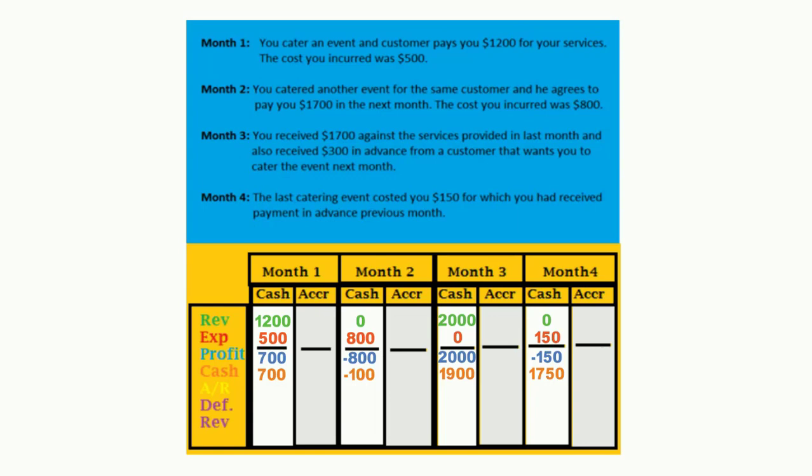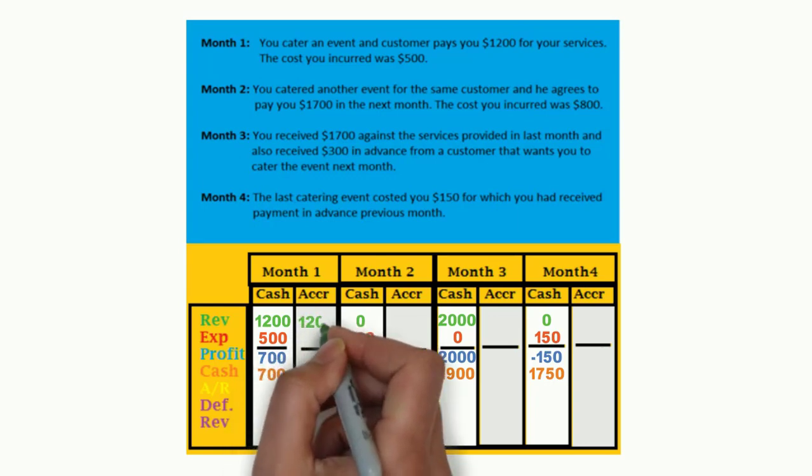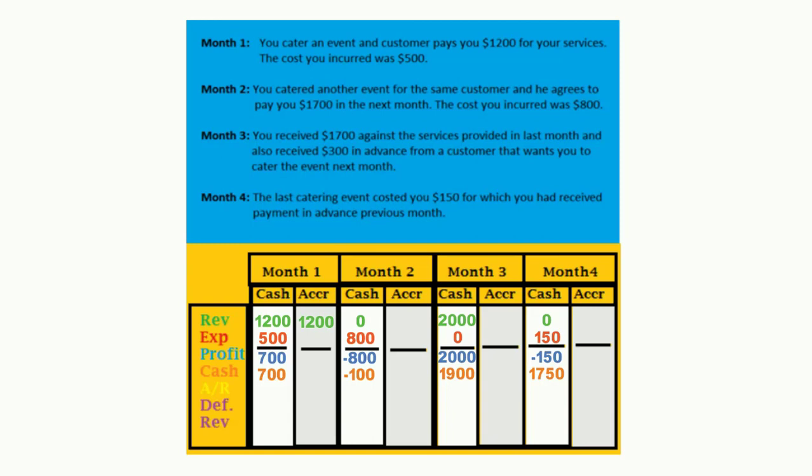So you actually provided the service of catering, you got $1,200 for your services. So I'll put $1,200 for revenue. And the expenses associated with that service that you provided in month 1 is $500. And so your profit is $700. So at least for month 1, the cash basis and accrual basis of accounting look exactly the same. And once again, you have $700 in cash.